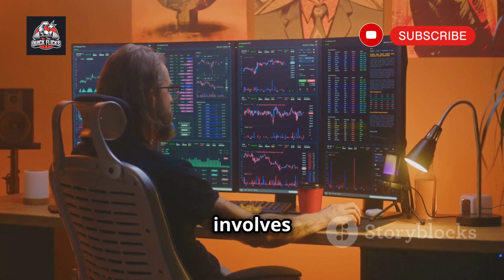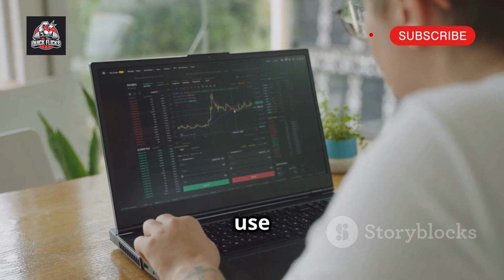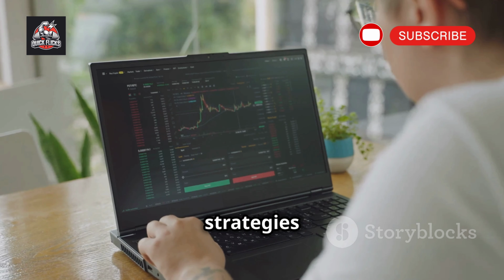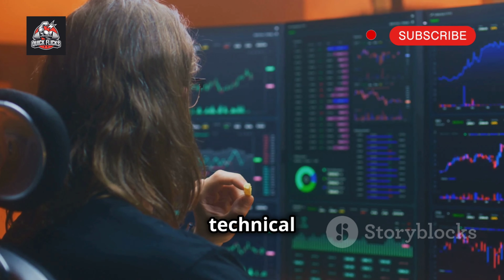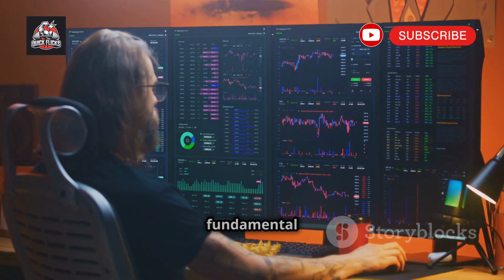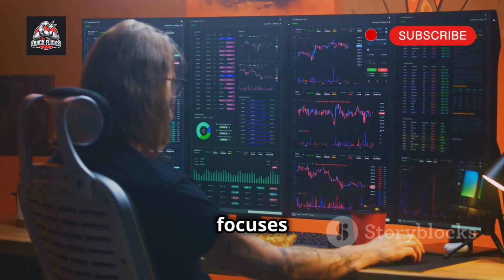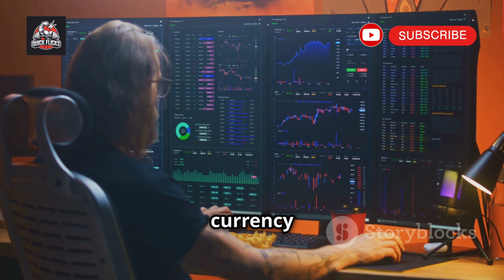Forex trading involves buying and selling currency pairs through a brokerage account. Traders use various analytical tools and strategies to predict future price movements. These tools can include technical analysis, which involves studying historical price charts and patterns, and fundamental analysis, which focuses on economic indicators and geopolitical events that can impact currency values.